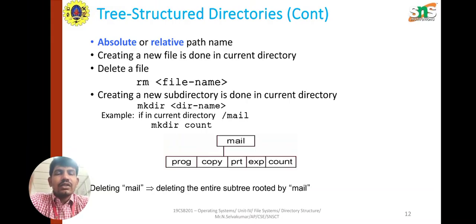In tree structured directories we use an absolute or relative path name. Creating a new file is done in the current directory, and deleting a file is done with the rm command and the file name. Creating a new subdirectory is done in the current directory using the mkdir command and the directory name. For example, if the current directory is mail, then mkdir count. If mail contains programs such as copy, prt, exp, and count, then deleting mail deletes the entire subtree rooted by mail. This is how the tree structure works in directories.